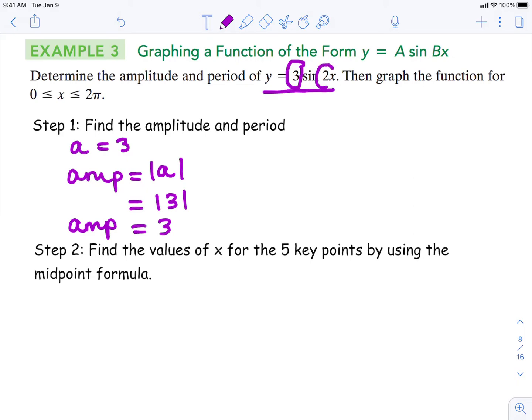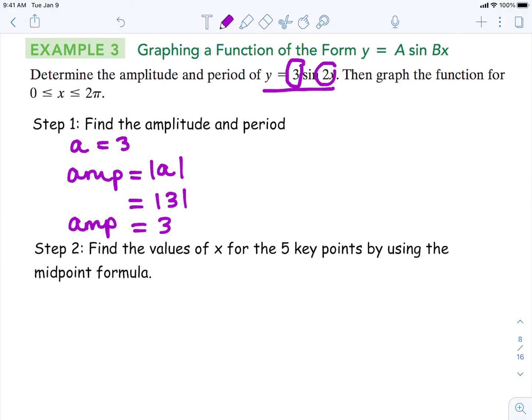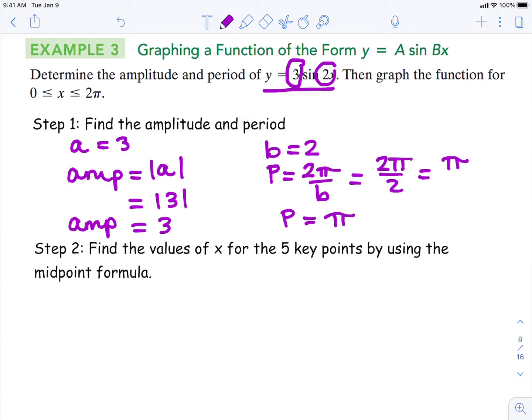The b value is 2. That's going to help you figure out the length of one cycle. So we use the equation period equals 2 pi over b. Now we're going to substitute that 2 in. So 2 pi divided by 2, and then we simplify that fraction, giving us pi. So the period is pi radians.